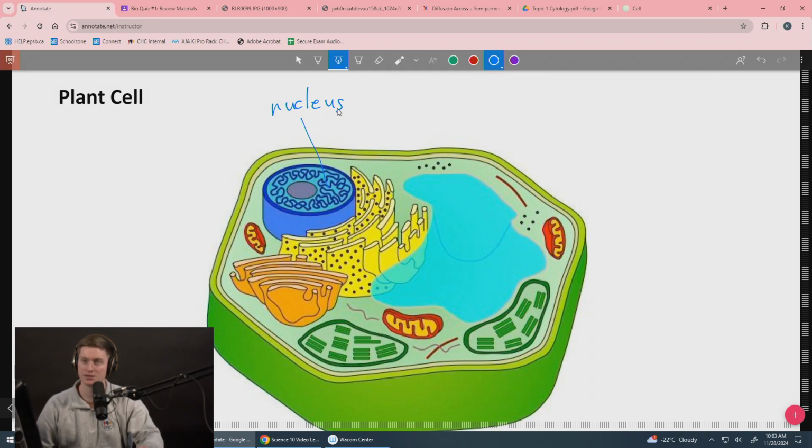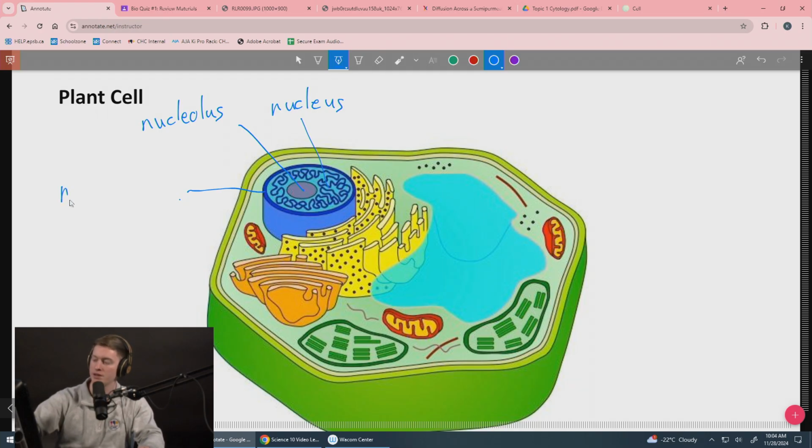The nucleus, there's going to be only one of it. It's a large circular shape. It's going to have a nice chewy gumball center, and that is our nucleolus. And again, this also has an outer membrane around it. That is our nuclear membrane.